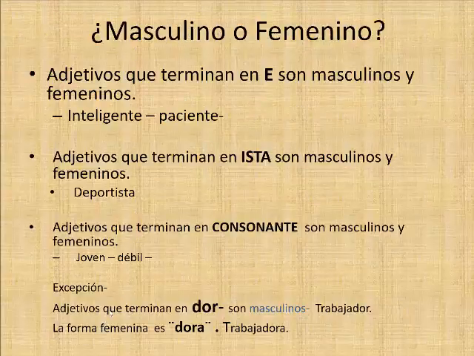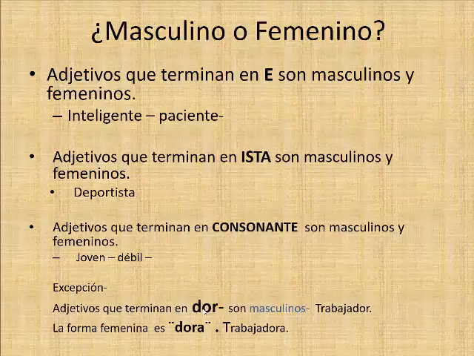So adjetivos, so adjectives that end in dor are masculine, such as trabajador, and that's really the only one that we've run into. And so this kind of breaks the rule of adjectives that end in a consonant are both masculino y femenino. If they end in dor, they are masculinos, all right? And the feminine form of dor would be dora. So trabajador, él es trabajador, y ella es trabajadora. And I always like to do the funny Dora Dora, la exploradora. Ella es trabajadora.